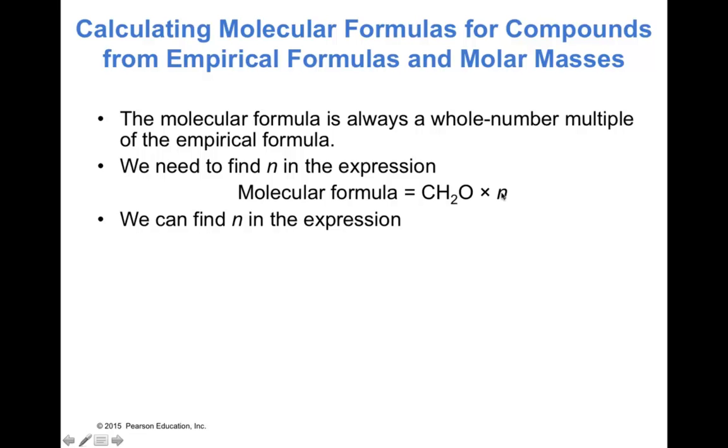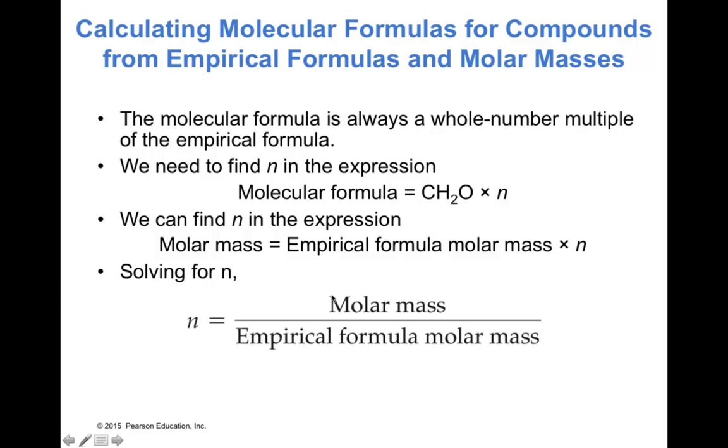We can find n in the expression: molar mass equals the empirical formula molar mass times n. So n will be equal to the molar mass divided by the empirical formula molar mass. If we have the empirical formula, we can find out its molar mass, and somehow the problem must provide information about the molar mass of the compound. We divide the molar mass of the compound by the molar mass of the empirical formula, and that will give us n. Then we multiply the empirical formula by n and have the molecular formula for that compound.